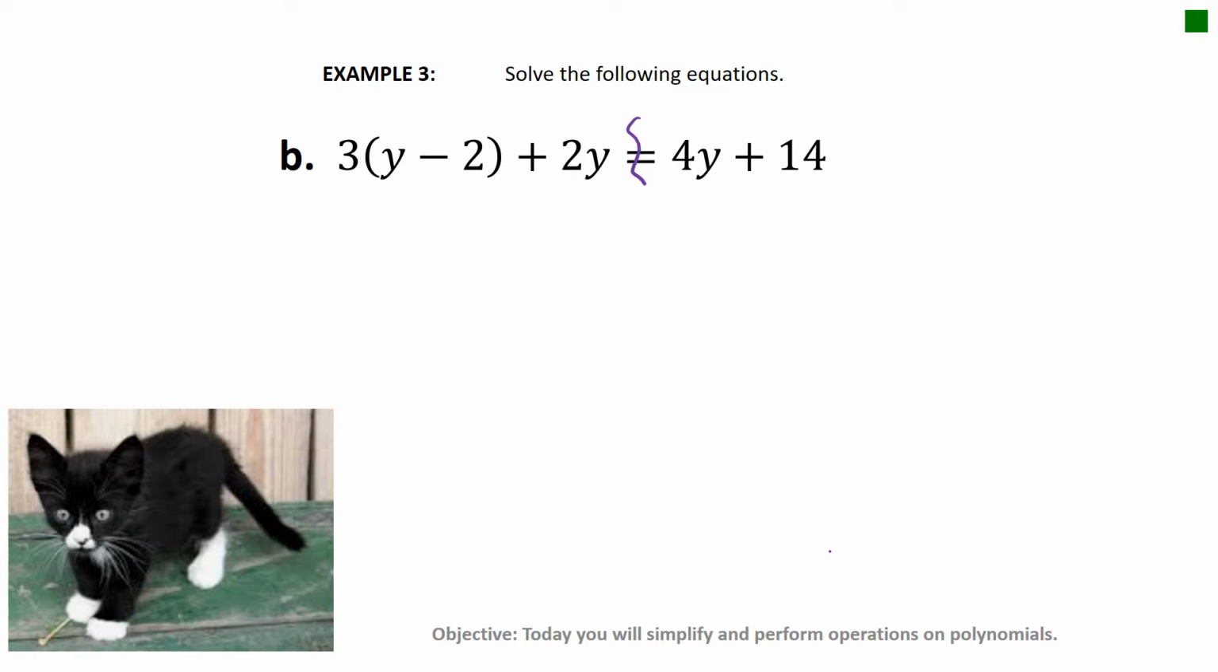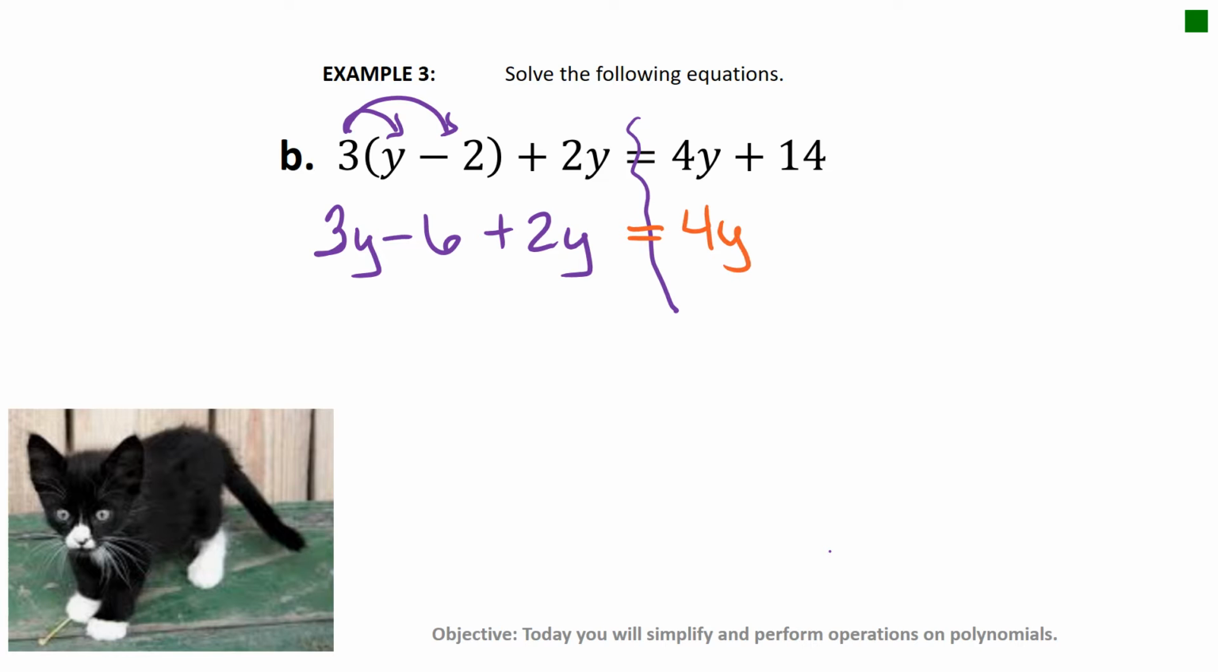All right, separate left and right. Distribute. 3 times y is 3y. 3 times -2 is -6, and then there's a plus 2y. Notice how I went a little slower because I messed up last time. Then there's an equal sign. Oh, look, over here, there's absolutely nothing to do but rewrite it. 4y plus 14. I can't put them together. One has a y and one doesn't. There's no distribution, no parentheses and times. That's all I got.